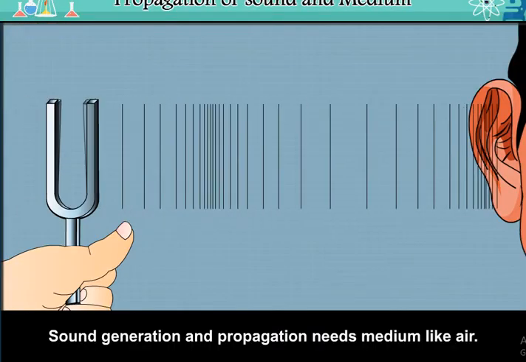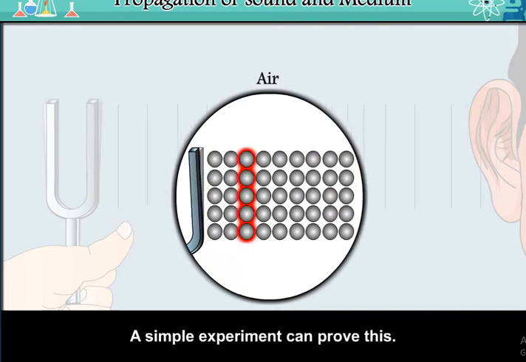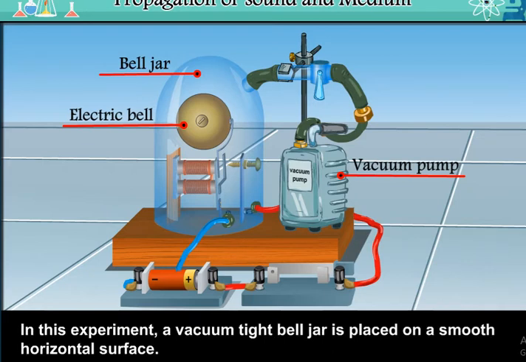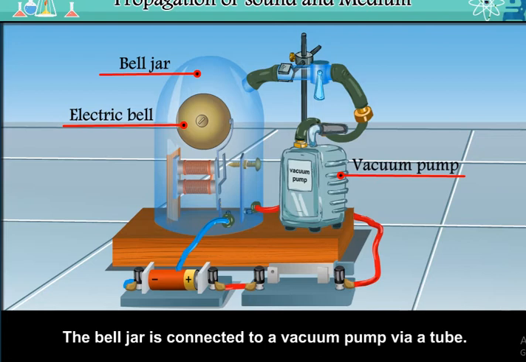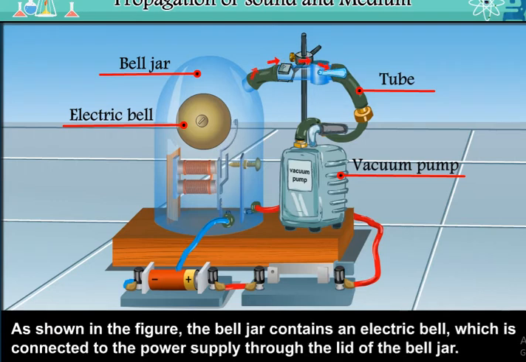Sound generation and propagation needs a medium like air. A simple experiment can prove this. The experimental arrangement is shown in the figure. In this experiment, a vacuum-tight bell jar is placed on a smooth horizontal surface. The bell jar is connected to a vacuum pump via a tube. We can remove air inside the bell jar using the vacuum pump. As shown in the figure, the bell jar contains an electric bell which is connected to the power supply through the lid of the bell jar.